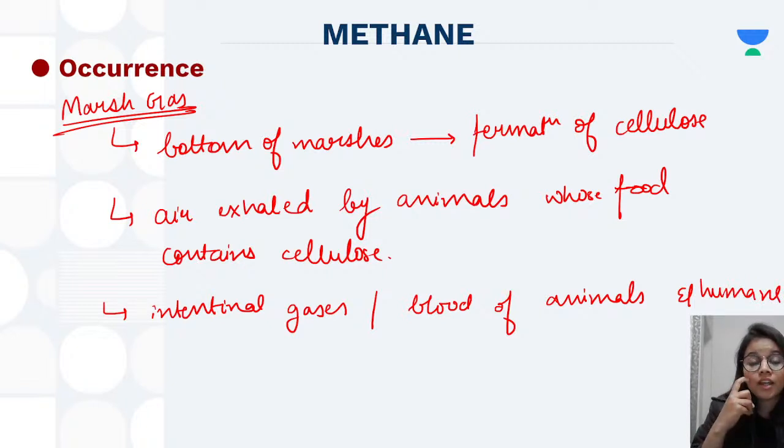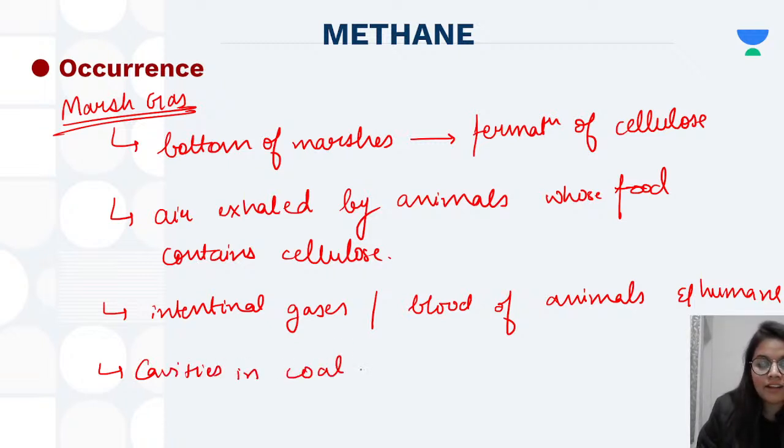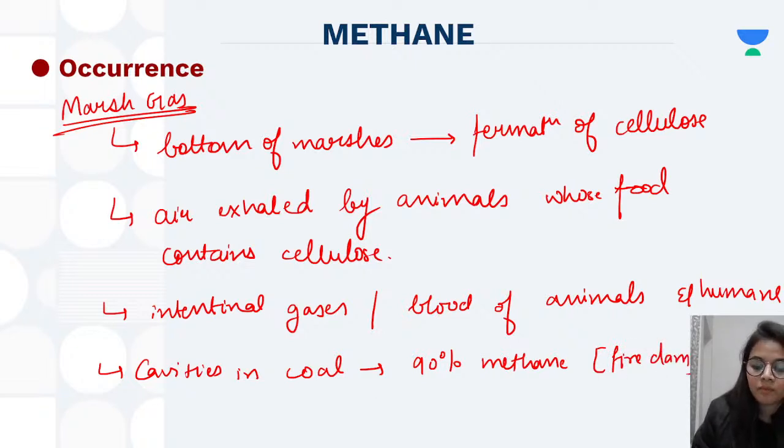Then we can find methane in the cavities in coal, and here we can find 90% methane. So it is known as fire damp. And we can produce methane by dry distillation of wood.